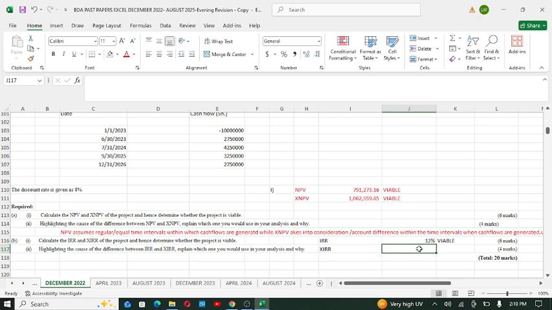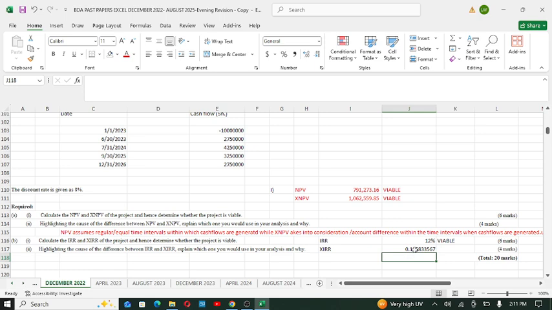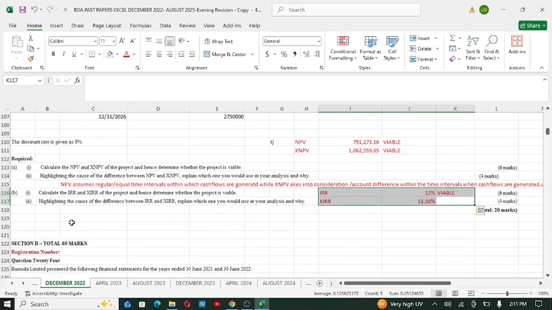Then XIRR. Double click to activate the function. For the values, highlight all the values, then comma, next is dates, highlight all the dates, then click enter. You can convert this into a percentage. It's 14%, or we can make it more accurate, it's 13.58%. So you will have your 6 marks here.